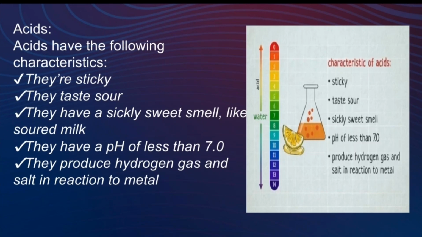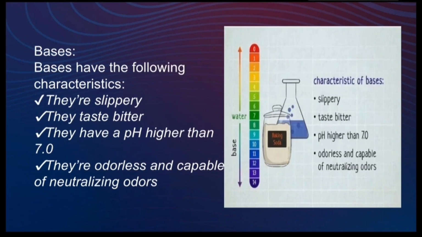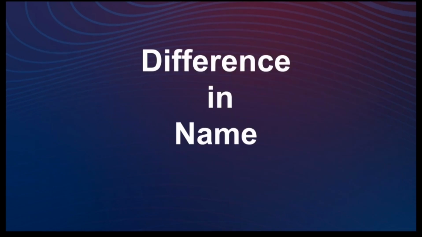And now, let us know the characteristics of acids. Acids, they're sticky. They taste sour. They have a sickly sweet smell like soured milk. They have a pH of less than 7. And also, they produce hydrogen gas and salt in reaction to metal. And what about the characteristics of bases? Well, bases, they're slippery. They taste bitter, they have a pH higher than 7, and they are also odorless and capable of neutralizing odors.